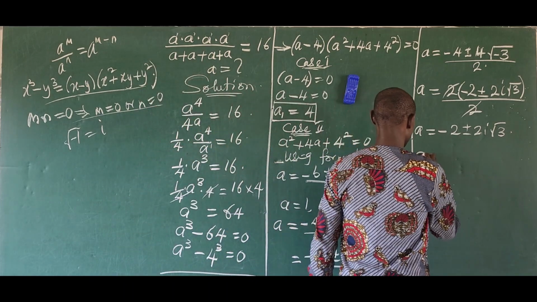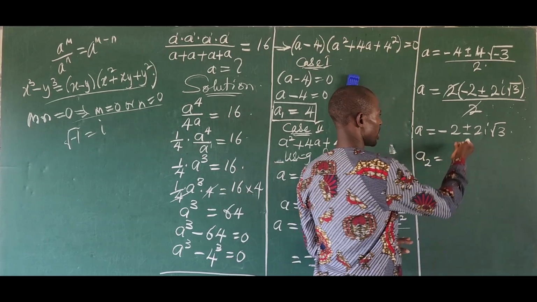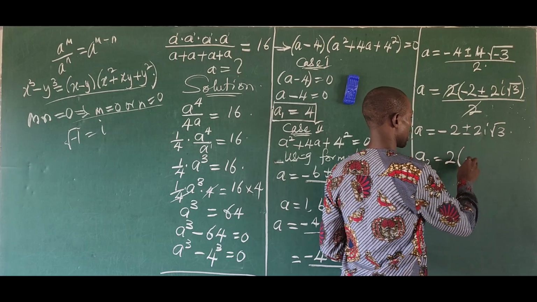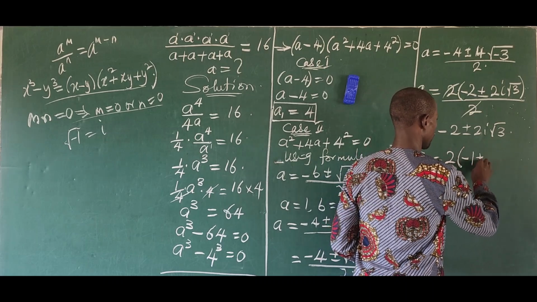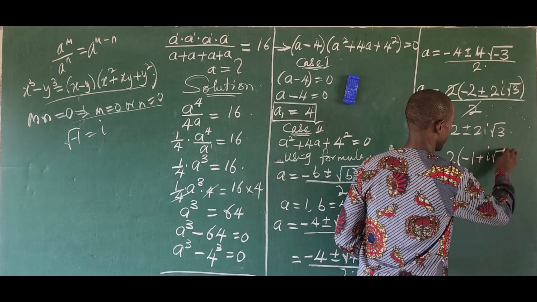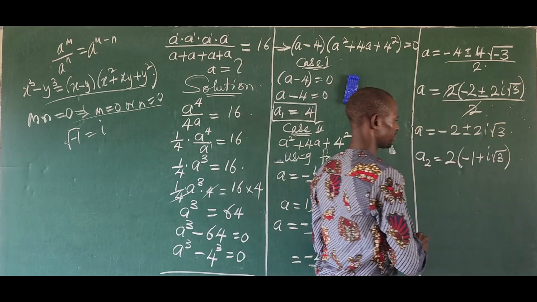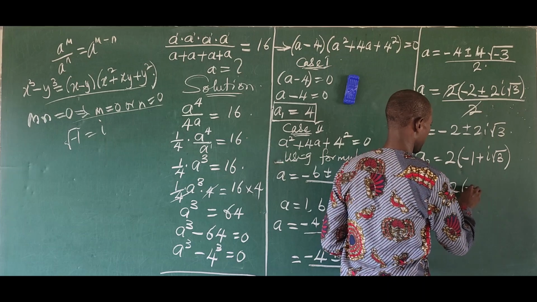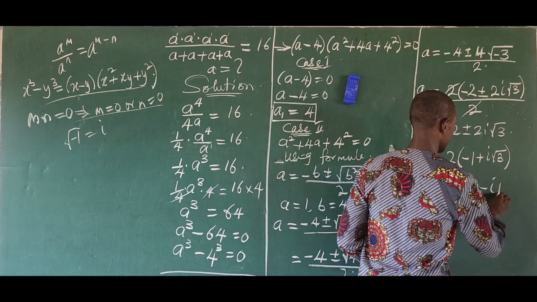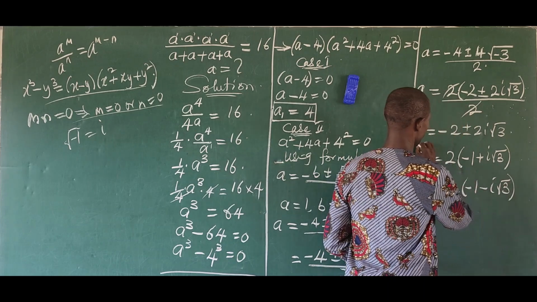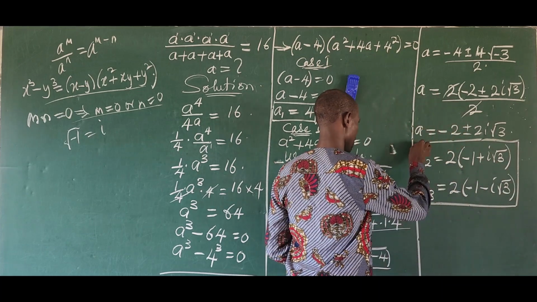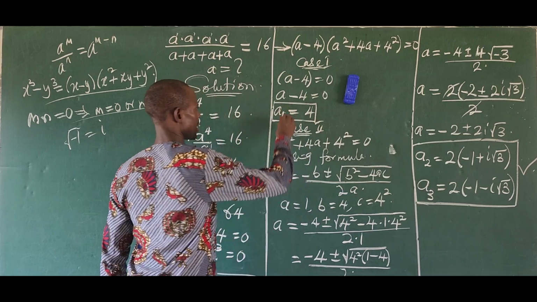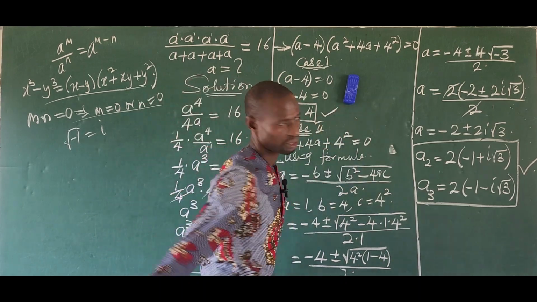Let's write out our a2. If we bring out 2 from here, that gives us a2 = 2(-1 + ι√3). Then our a3 will give us 2(-1 - ι√3). So these are the other 2 roots, but they are imaginary roots. It is only a1 that is a real root to this challenge.